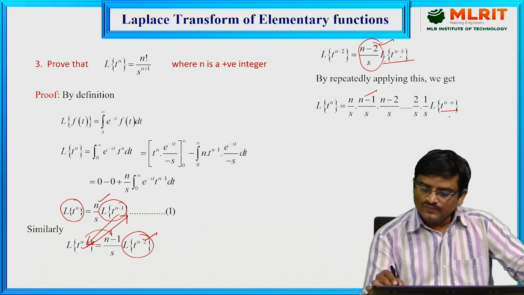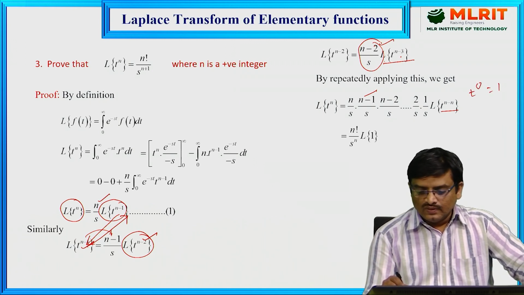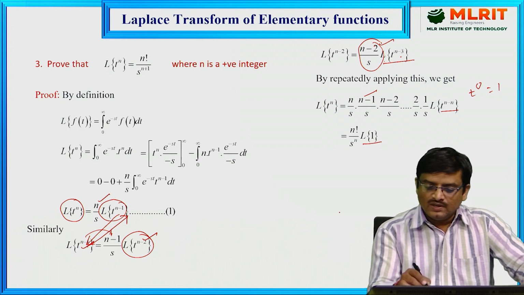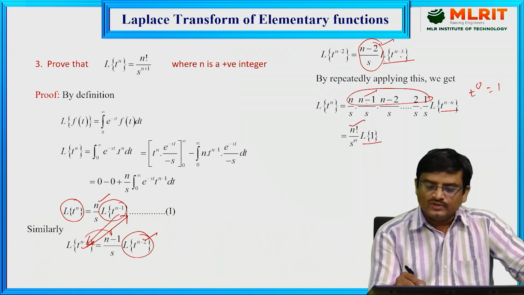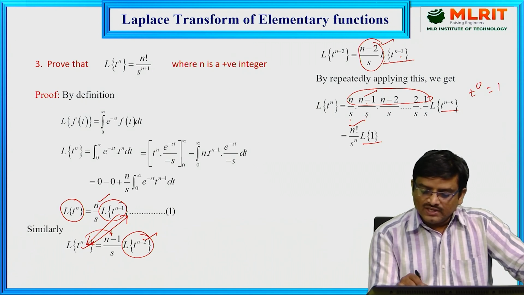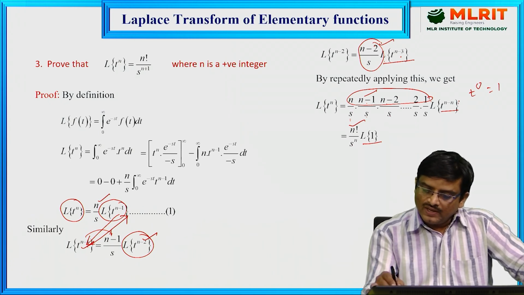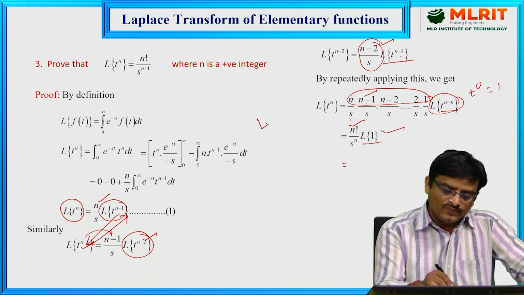The Laplace transform of t power n minus n gives t power 0, and t power 0 is equal to 1. So we can take the Laplace transform of 1 here, with n into n minus 1 into n minus 2 into n minus 3 down to 3 into 2 into 1. This entire numerator we can consider as n factorial. And if you multiply n number of s here, you will get s power n, and the remaining one is the Laplace transform of 1, which we proved in the previous slide.